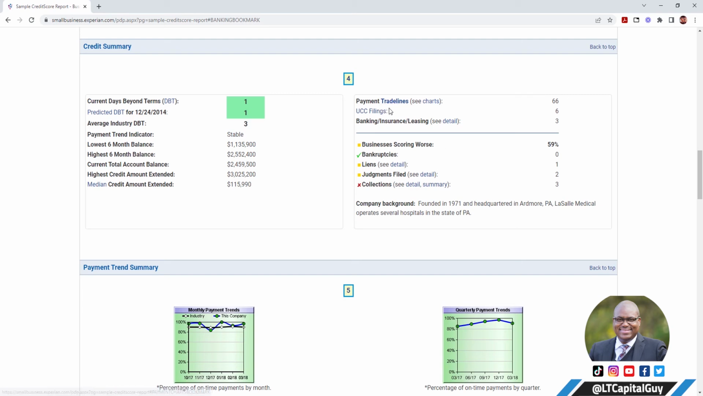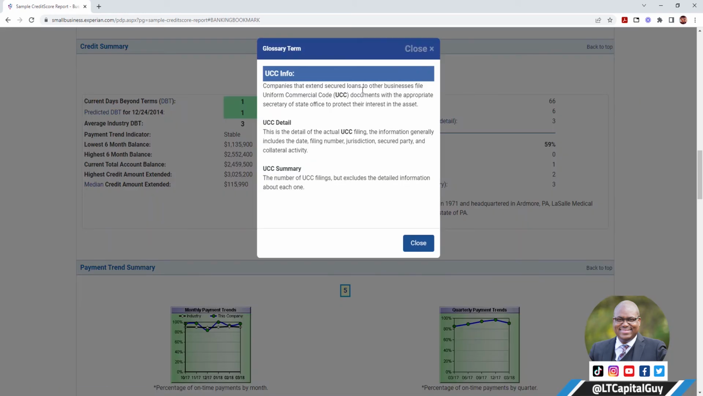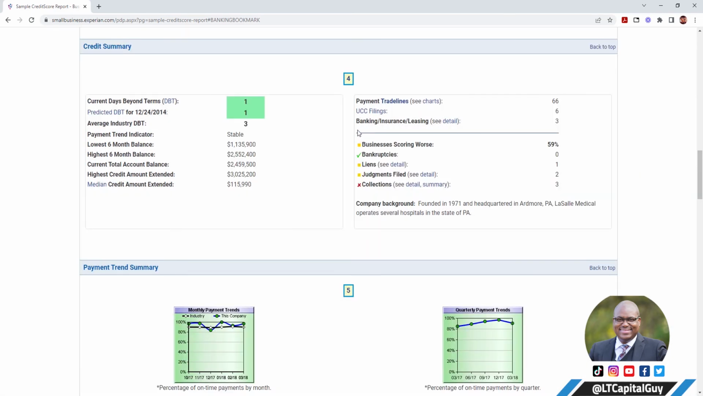Just going back to the payment trade lines, it looks like we have 66 trade lines that are reporting, and UCC filings are 6. So basically we have 6 UCC filings where this company was lent money and a UCC filing was created. Again, UCC is Uniform Commercial Code. And for trade lines in banking, insurance, and leasing, it looks like we have 3 in terms of detail for this company.